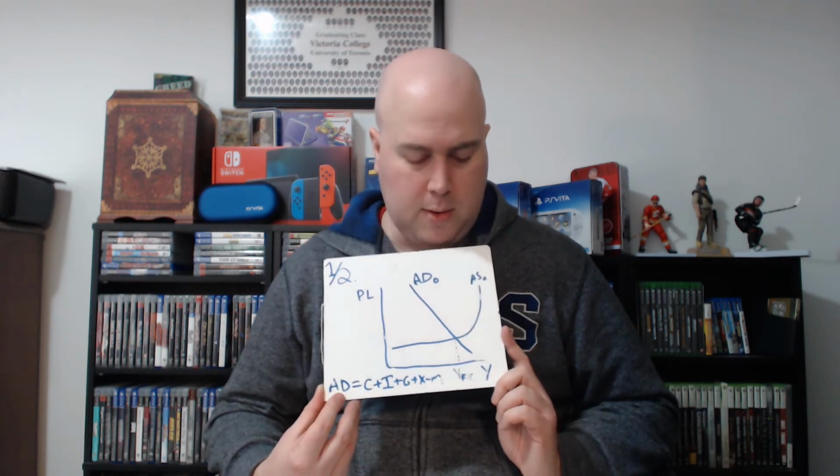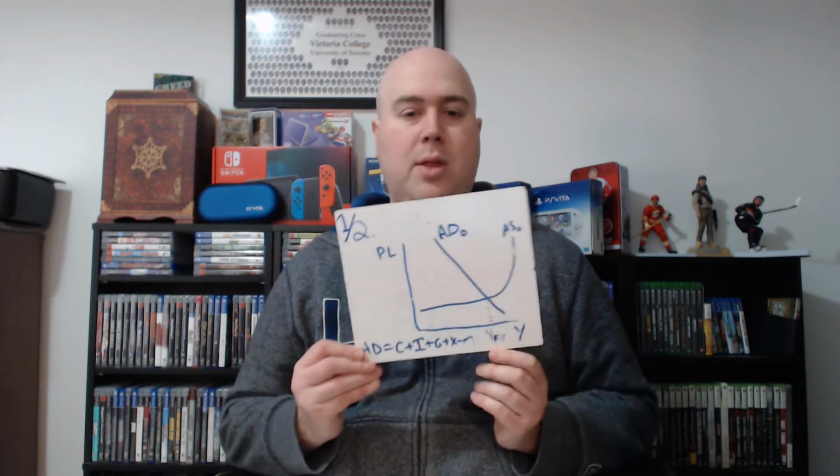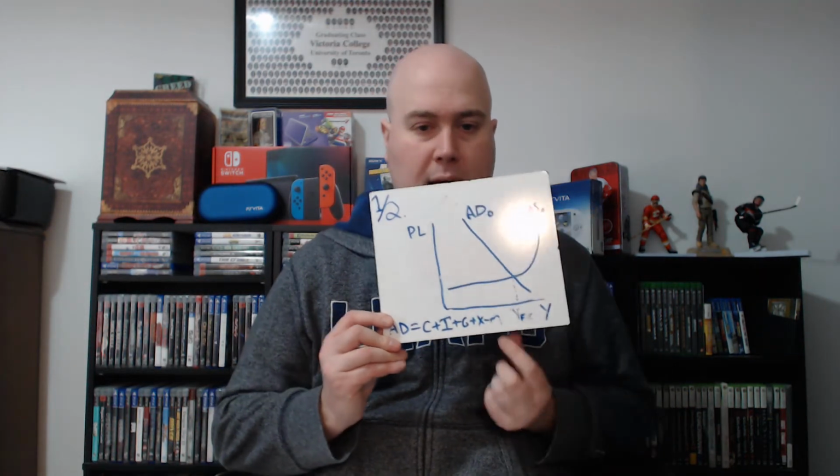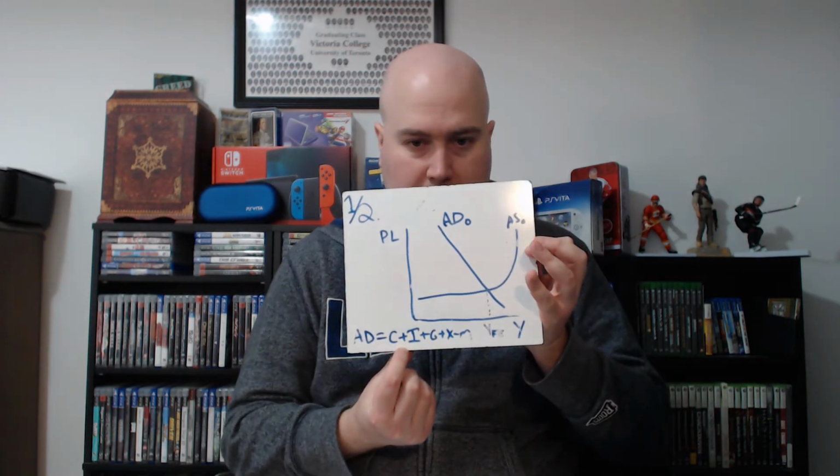Second question, a little bit more critical. It asks, what are the components of aggregate demand? I've put them down at the bottom here, and you can see them with, sorry, it's hard to see, the equation that I've put on the chart.